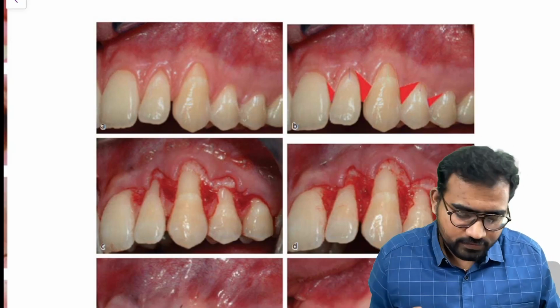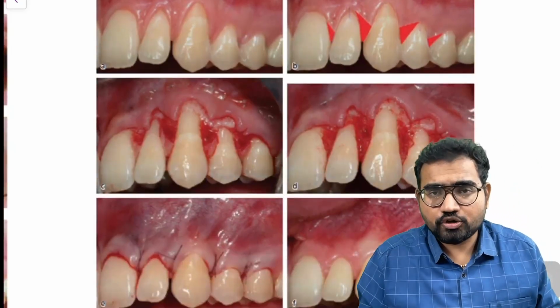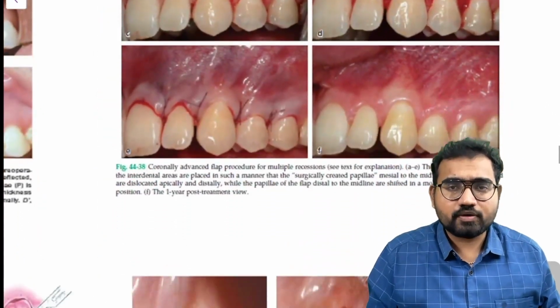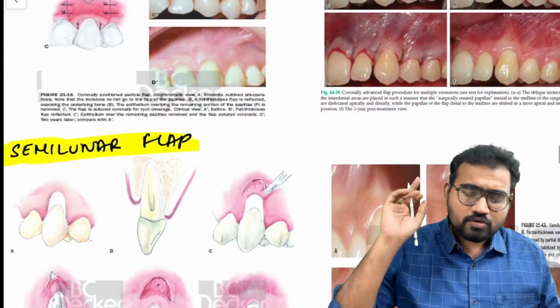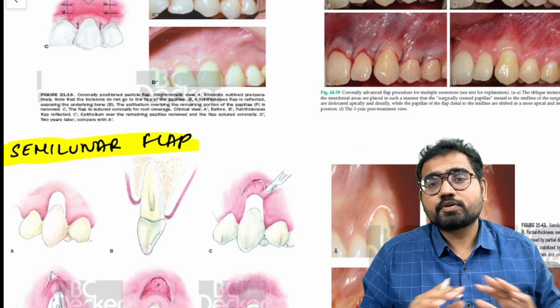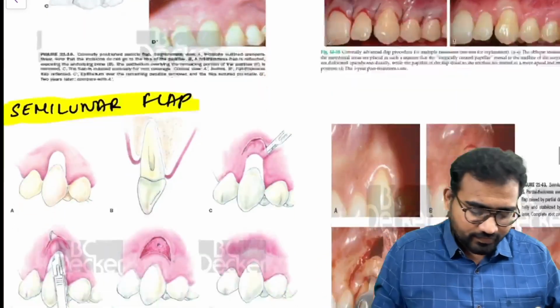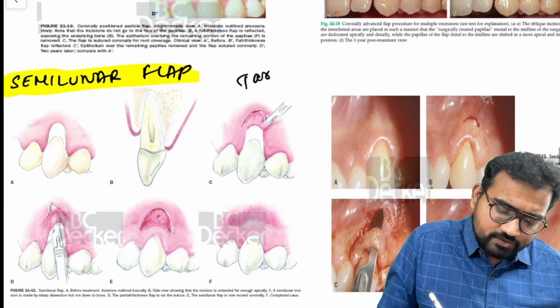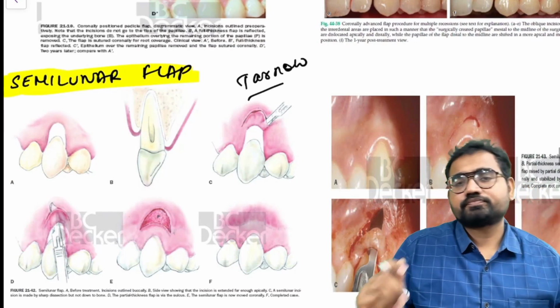Okay, don't get confused. Now I'm raising a full thickness mucoperiosteal flap and I'm suturing it coronally. That's it. So the coronally advanced flap along with the connective tissue graft becomes the gold standard. Bernie Mowley, 1965. Semilunar coronally advanced flap was given by Tarnow.